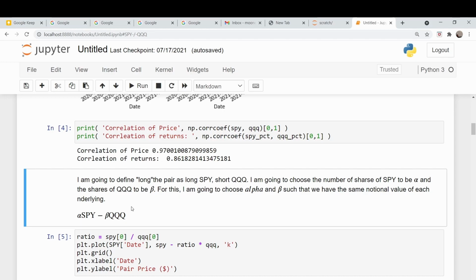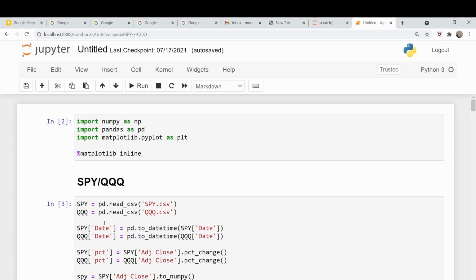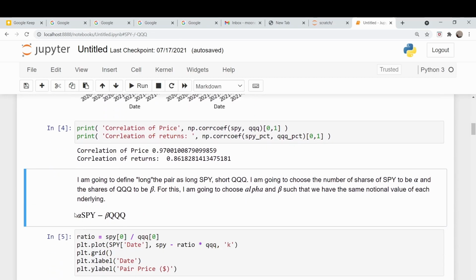So as a bit of nomenclature, and this is kind of arbitrary, I just happen to write this as SPY QQQ. So I'm going to define being long the pair as long spiders, and since they're positively correlated, short the Qs. So we're going to have some number of shares alpha of SPY, and we're going to be short some number of shares beta of the Qs. And just for this video, I'm going to choose alpha and beta based on notional value.